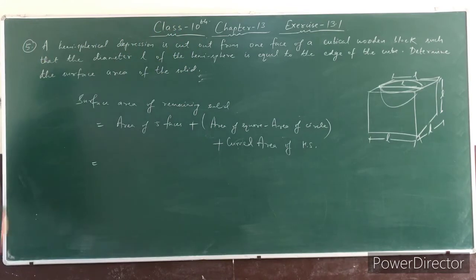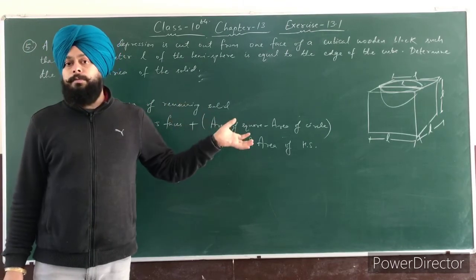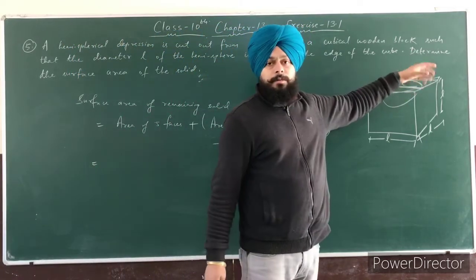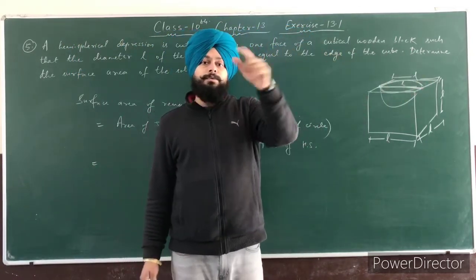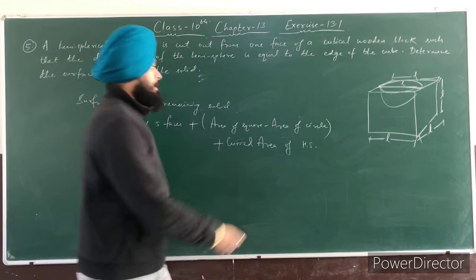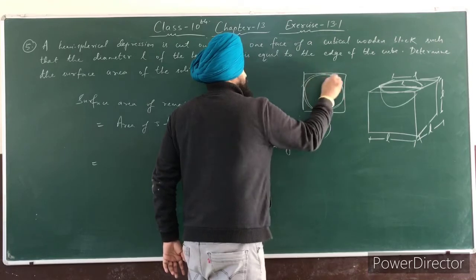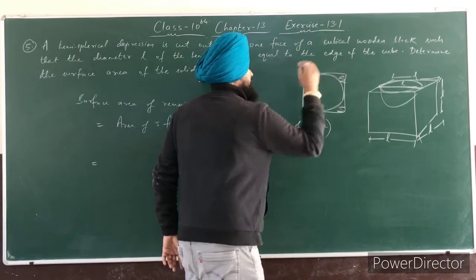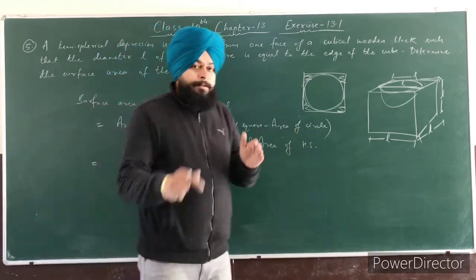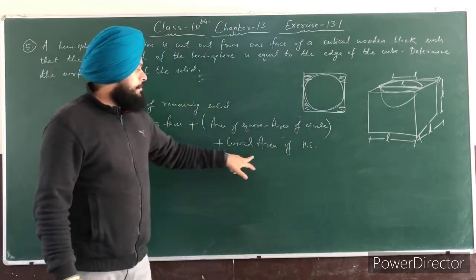So the surface area of the remaining solid is equal to the area of 5 faces. Because there are a total of 6 faces in the cubical block, we have to leave the top face, and there are only 5 faces left: 1, 2, 3, 4, and 1 from the bottom. Plus, the top face has a circle cut out, so we have to subtract the area of this circle. This portion is left. So we'll write here area of square minus area of circle, plus, as the hemispherical depression is in the cubical block, we have to find its curved surface area. So the curved area of the hemisphere.